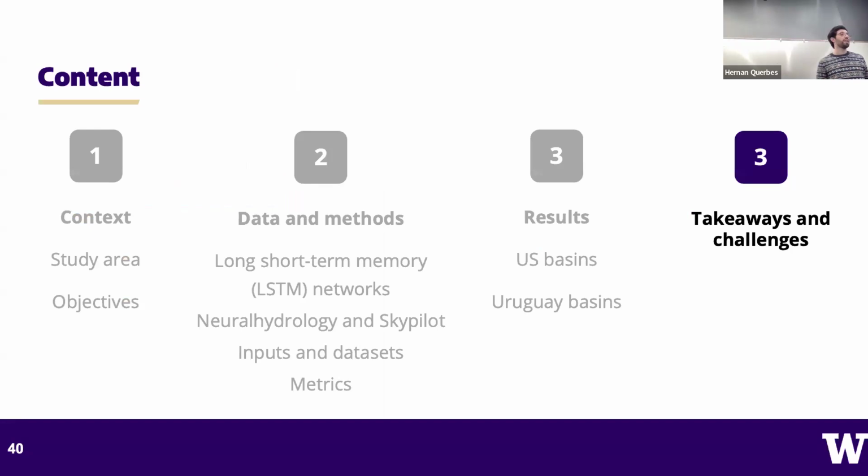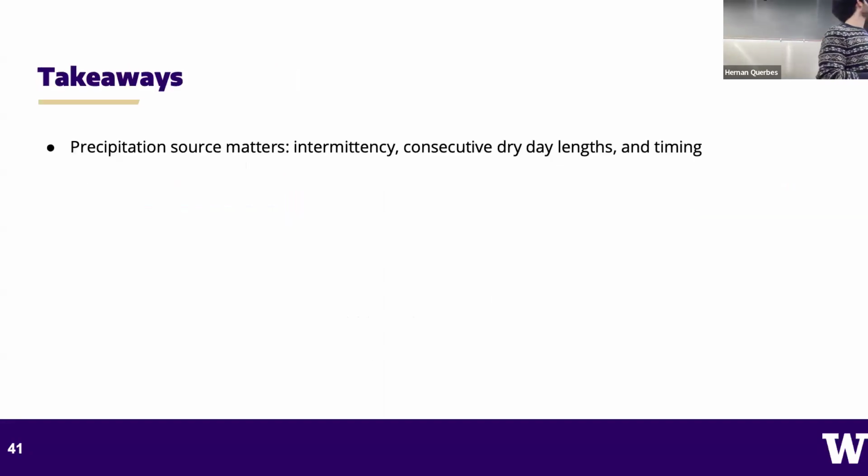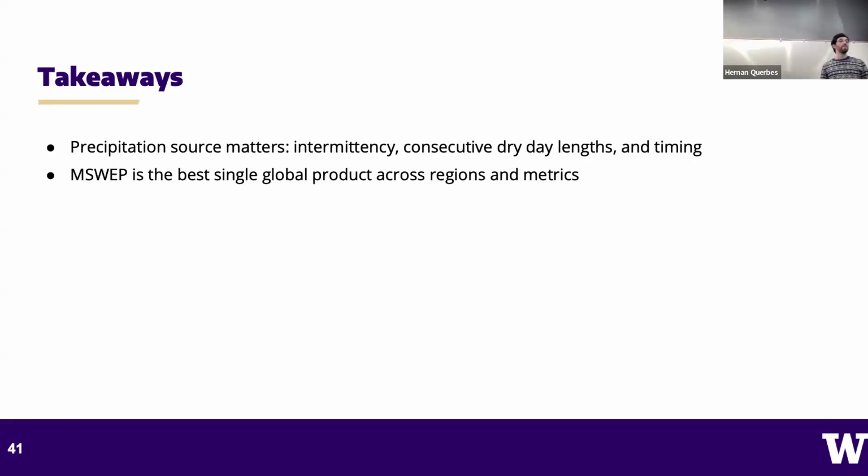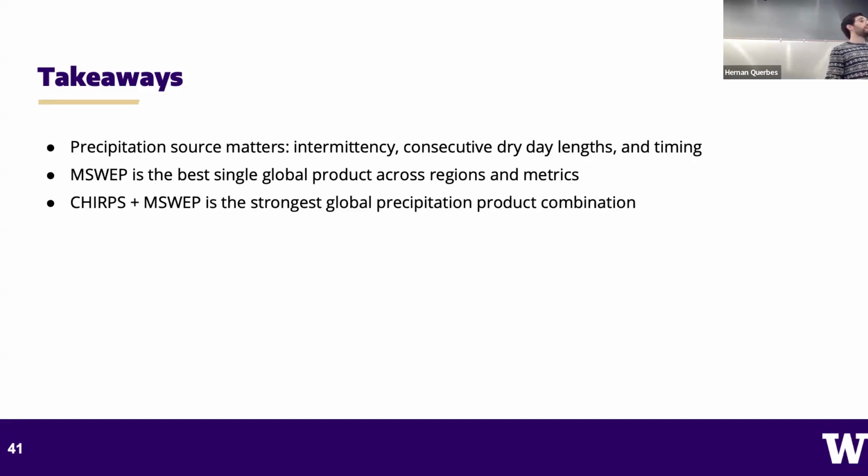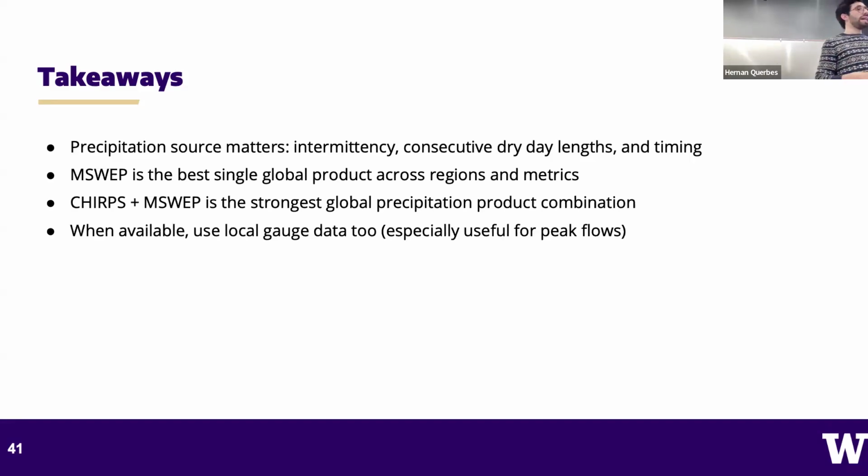So as takeaways and challenges from this project, the precipitation source matters. The length of the dry periods and the timing of the precipitation is really different between them. MSWEP seems to be the model that works best, at least for the US and for Uruguay. And CHIRPS and MSWEP works really good as an option with just global products during the training process. But when we have local gauge information, we see a really good improvement for the peaks.